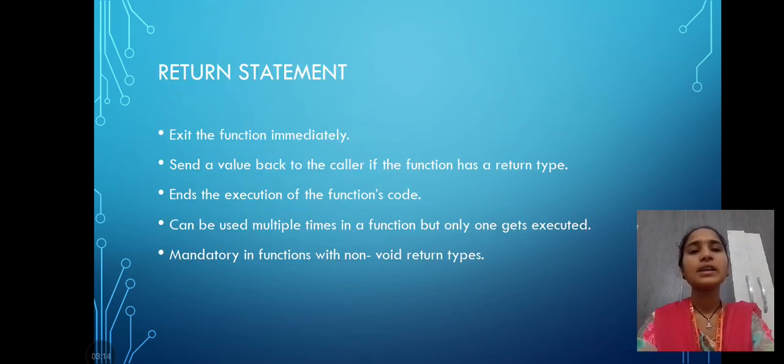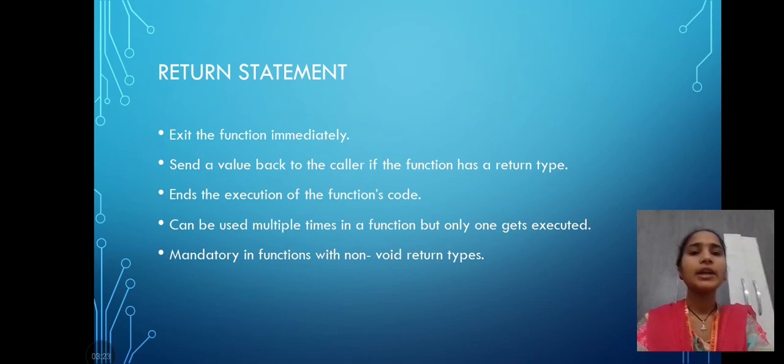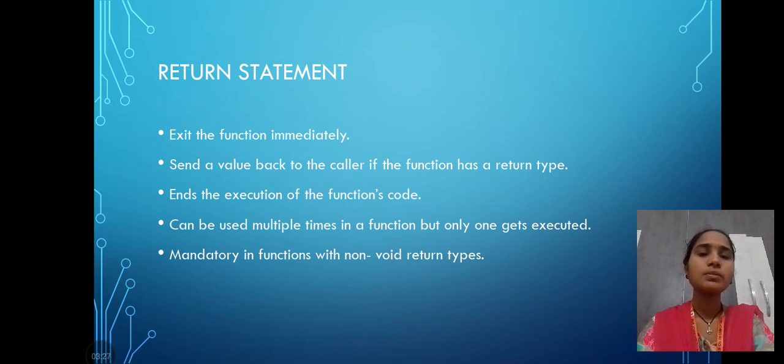And the next one is return statement. It exits the function immediately. It sends a value back to the caller if the function has a return type. It ends the execution of the function's code. It can be used multiple times in a function, but only one gets executed. It is mandatory in functions with non-void return types.